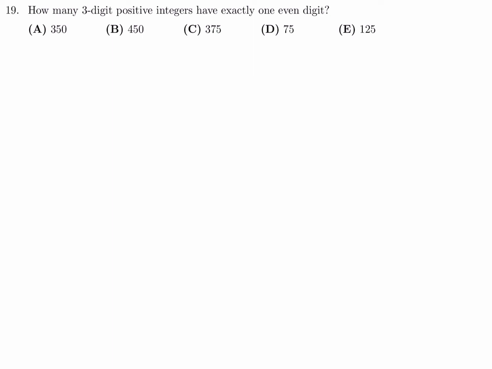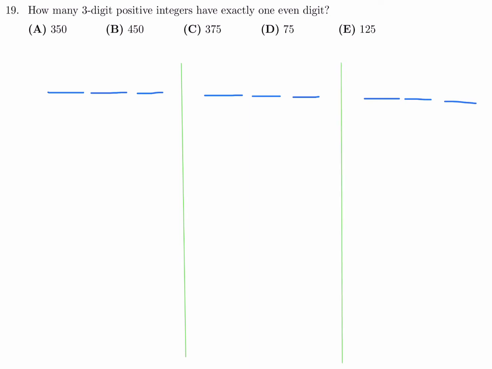How many 3-digit positive integers have exactly one even digit? Well, my 3-digit number, I have 3 possible scenarios because I can only have one even digit. Emphasize that word, exactly. So let's start with the first scenario where my even digit is in the units digit position.